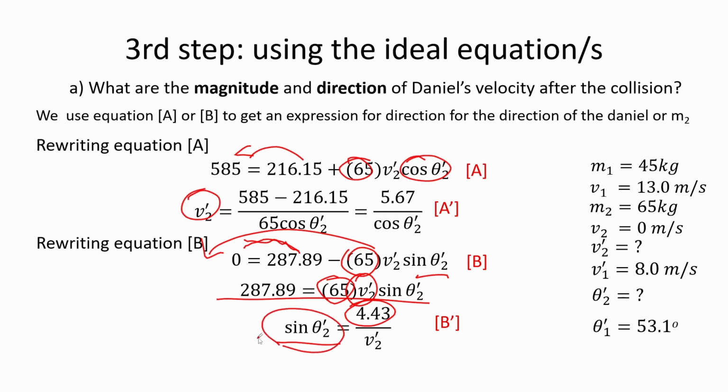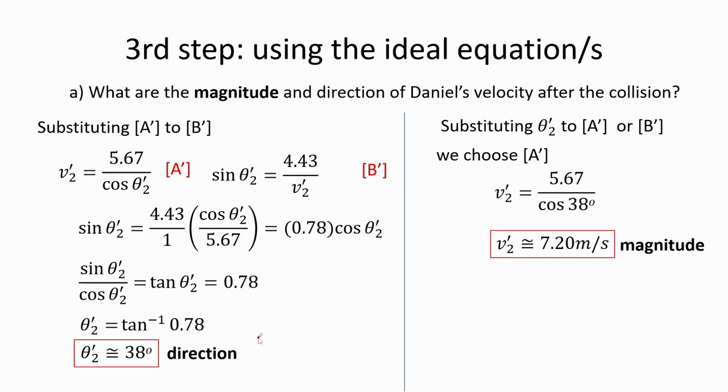Obviously you need to solve the expression. So we have another prime expression for v2 prime in terms of sine theta 2 prime. Of course, we substitute sine theta 2 here. So it becomes inverted: cosine theta 2 over 5.6, then 4.43. From here, inverted, it becomes 0.78 cosine theta 2 prime. Okay?